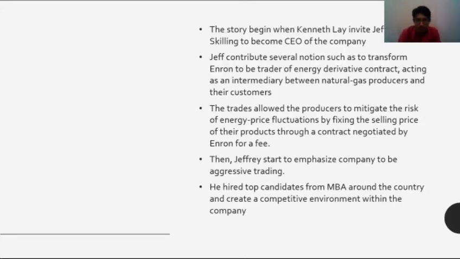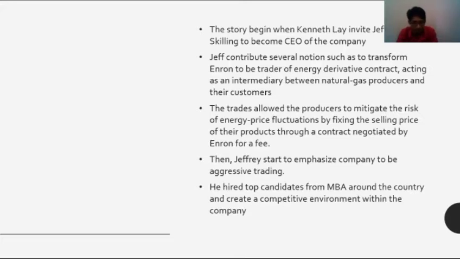So Jeff contributed several notions, such as transforming Enron into a trader of energy derivative contracts, acting as an intermediary between natural gas producers and their customers. The trades allowed the producers to mitigate the risk of energy price fluctuation by fixing the selling price of their product through a contract negotiated by Enron for a fee.